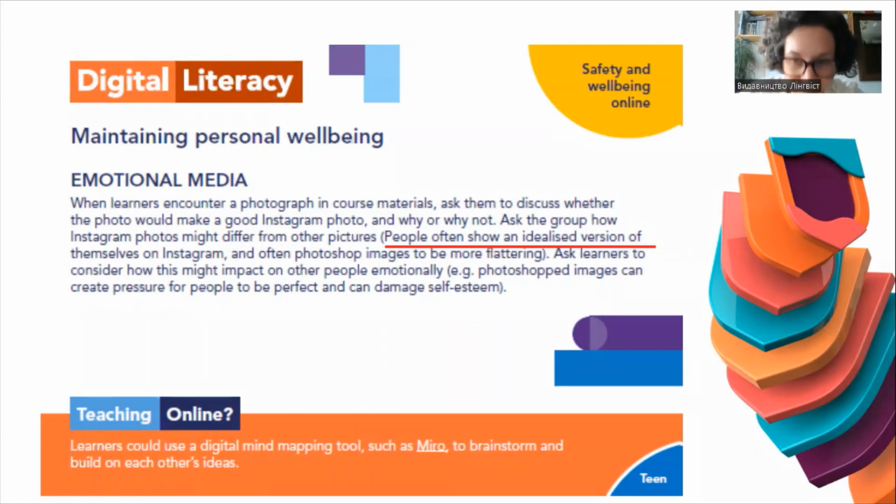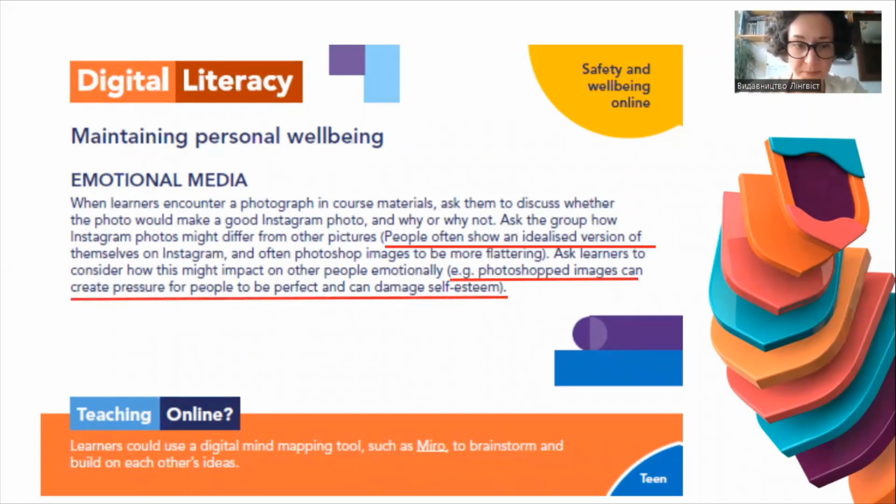People often show an idealized version of themselves on Instagram and often Photoshop images to be more flattering. Ask learners to consider how this might impact other people emotionally. Like, photoshopped images can create pressure for people to be perfect and can damage self-esteem. It doesn't mean that we ask students not to Photoshop themselves and post any picture which is not an Instagram picture, but to keep in mind that the world on Instagram is not the real world. This is just the pictures. And we shouldn't make conclusions on other people's lives from these pictures.